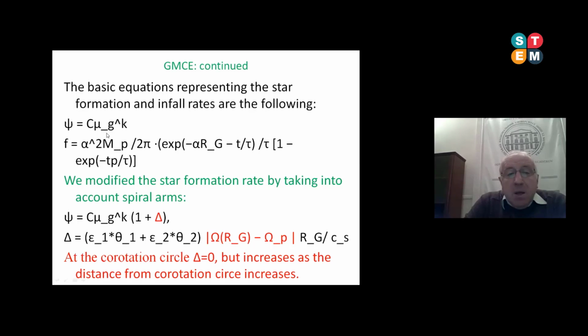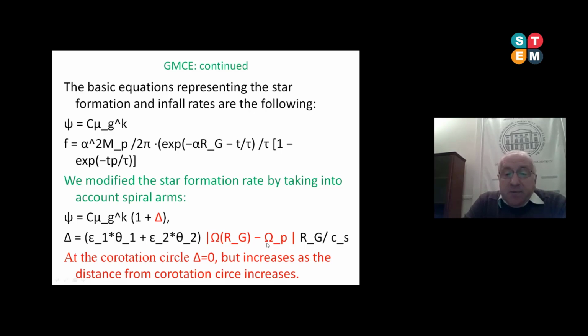We improved this situation and modified the star formation rate by taking into account spiral arms. So we modified the value for the star formation rate by including the term delta. I will not explain what epsilon and so on mean. A very important term that we included into consideration is the difference between the angular velocity of the disk and the angular velocity of the pattern.